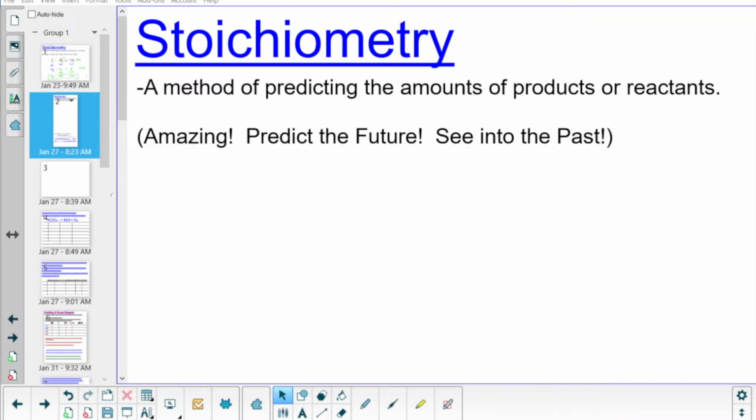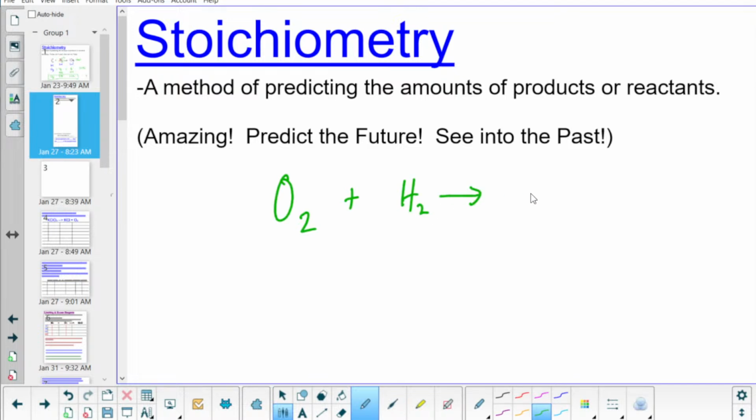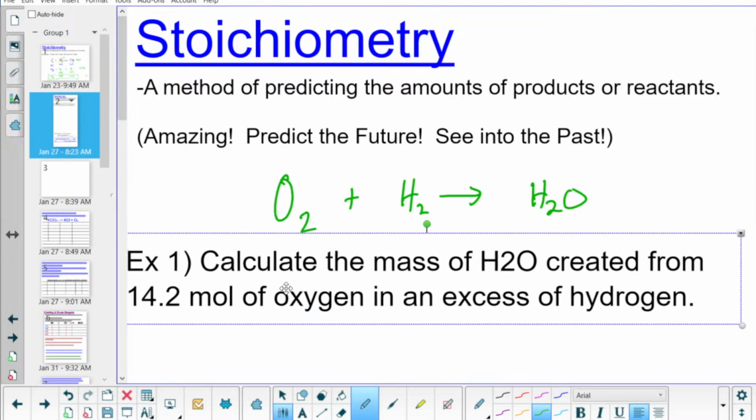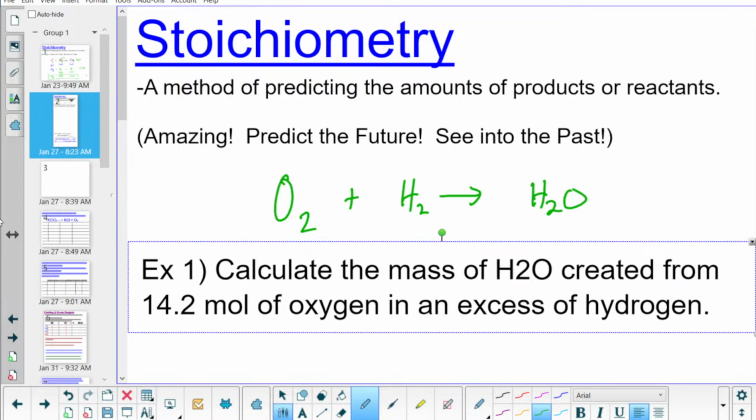The reaction we're going to do is the classic. So balance. And then because people always complain about my writing, let's paste this in here. There we go. Calculate the mass of H2O created from 14.2 moles of oxygen in an excess of hydrogen.